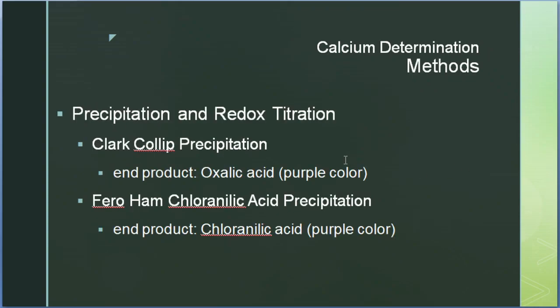So we have the different methods on determining our calcium. We have your classical method also. You have your precipitation and redox titration using your Clark-Collip precipitation and your ferroham chloranylic acid precipitation. In your Clark-Collip precipitation, there will be an end product of your oxalic acid, while in your ferroham chloranylic acid, there will be an end product of your chloranylic acid, and both of them will produce a purple color solution. But this is already a very old method.